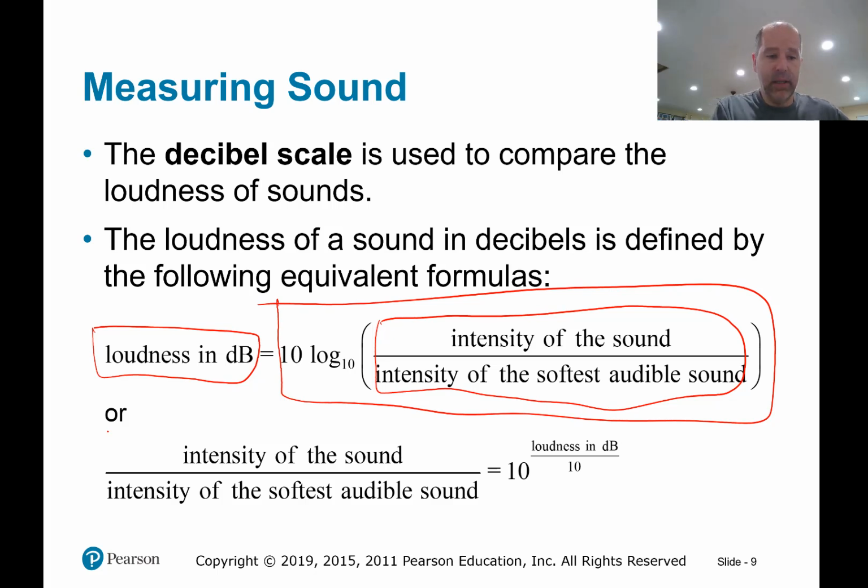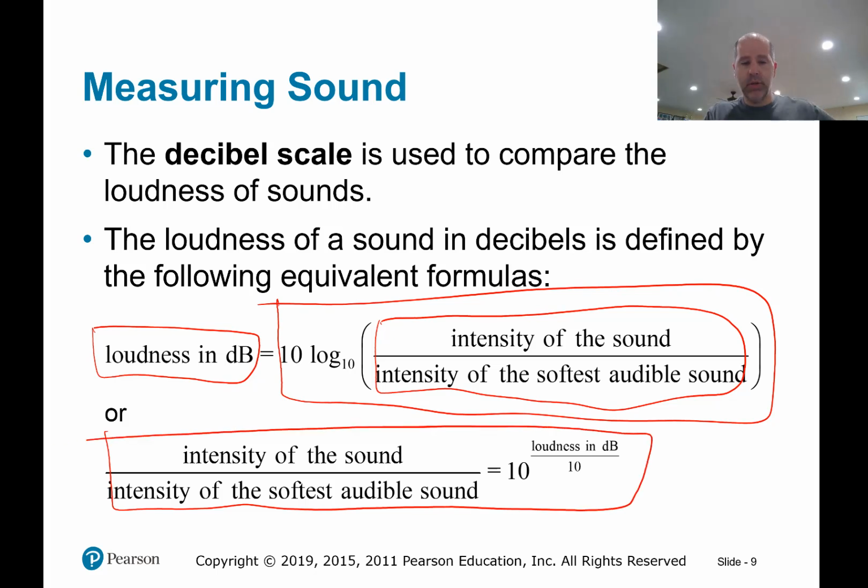Now, the equivalent exponential form of the equation is at the bottom there that I just boxed. Again, all they did was rewrite the formula by taking the exponential of both sides with base 10. So they're equivalent formulas, just solved differently. One is solved for loudness, the other one is solved for intensity.